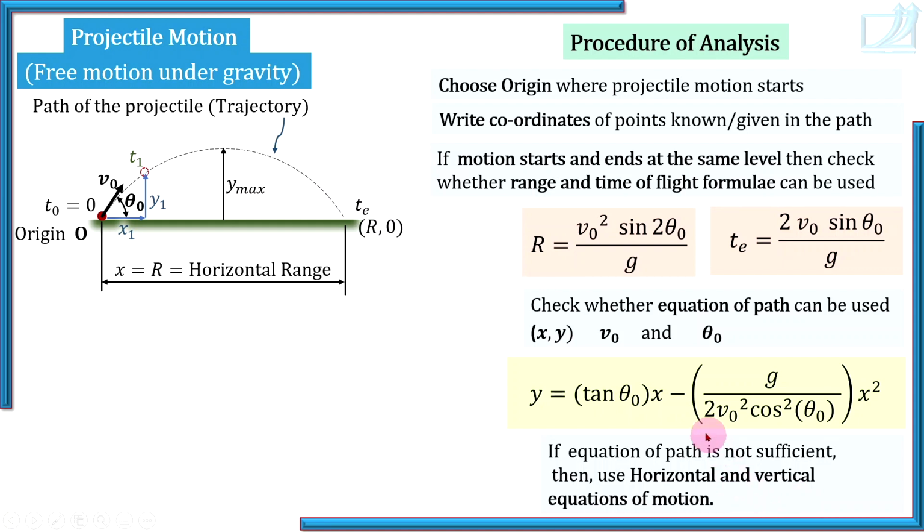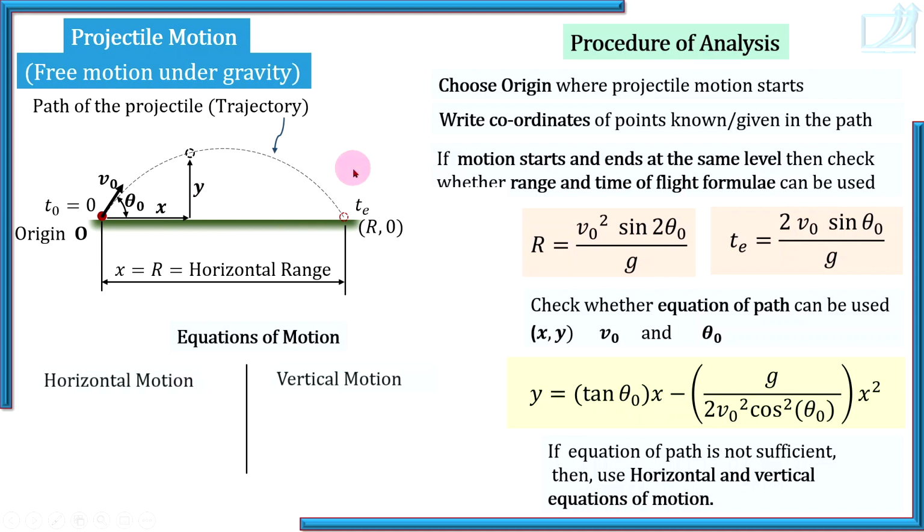So what are these horizontal and vertical equations of motion? Try to understand. When a particle moves along a projectile path, there is horizontal motion because the x coordinate changes, and there is vertical motion because the y coordinate changes. So in projectile motion, we write equations of motion in the horizontal direction as if it is rectilinear motion, and we write equations of motion in the vertical direction as if it is rectilinear motion. Actual motion is a combination of these 2 types of motion.